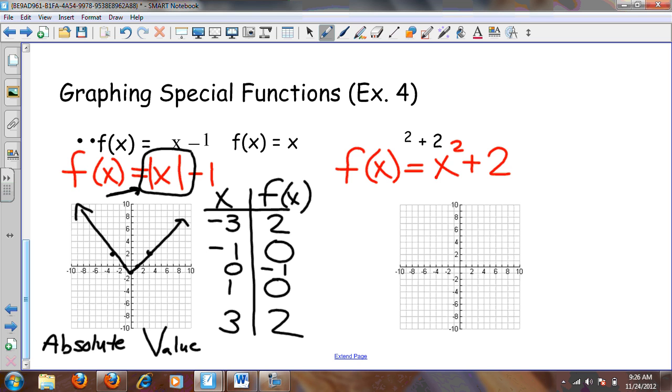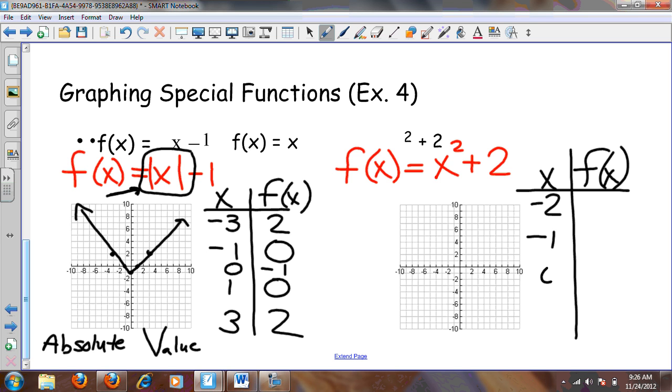Now we're going to come over here and we're going to do the function f of x equals x squared plus 2. So I'm going to start with my x value and get my f of x. Maybe it would be good for these if we do 5 points, 2 negatives, 0, and 2 positives. And I'm going to just do -2, -1, 0, 1, and 2. So I'm going to plug these in.